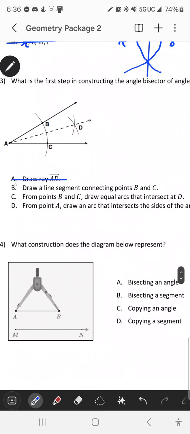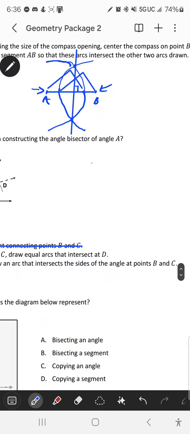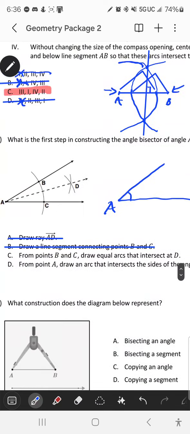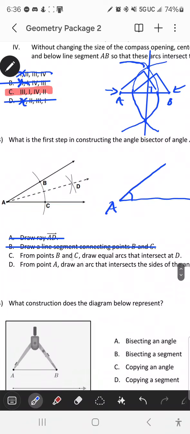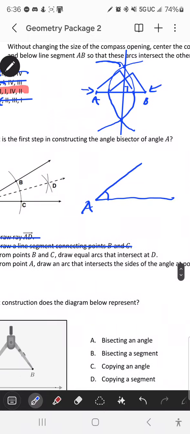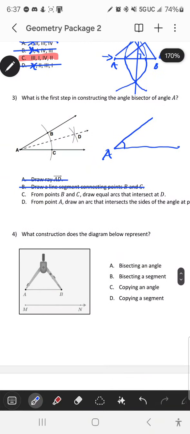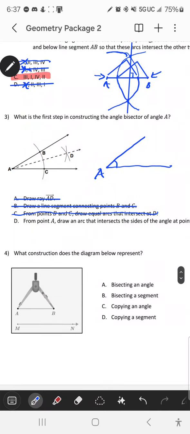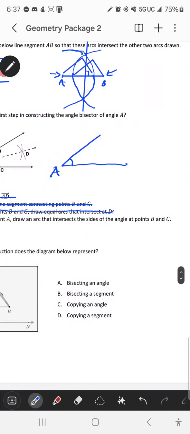That's not even necessary. We don't have points B and C in the first place. So the only thing we have at the beginning is this angle A, and that's it. This is the only thing we have. See, "from points B and C, draw equal arcs that intersect at D." Again, we don't have points B and C yet. We cannot do that.